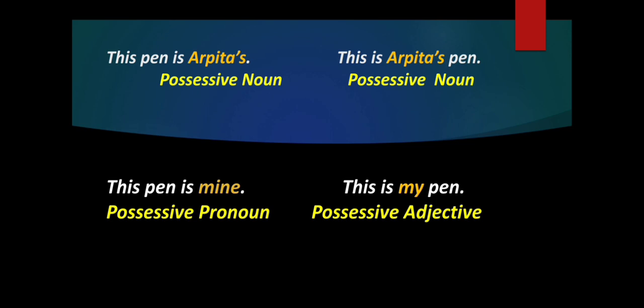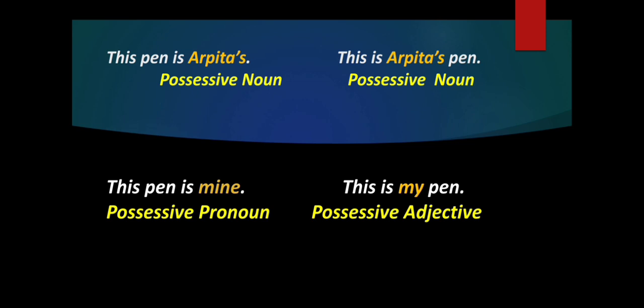What about another sentence? This is Arpita's pen. So if Arpita has to say it once again, she would not say the word Arpita. So what would she say? She would say this is my pen. My is a pronoun here. But what is the difference between mine and my over here? Mine is a possessive pronoun, but my is a possessive adjective.